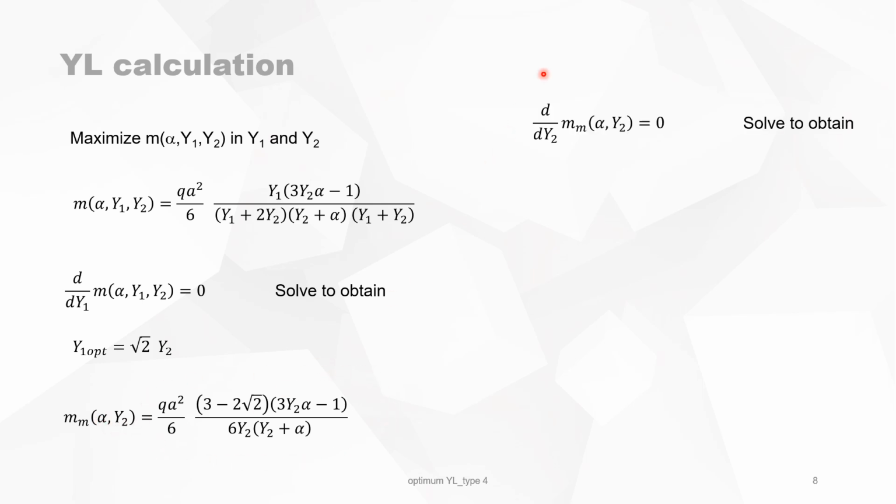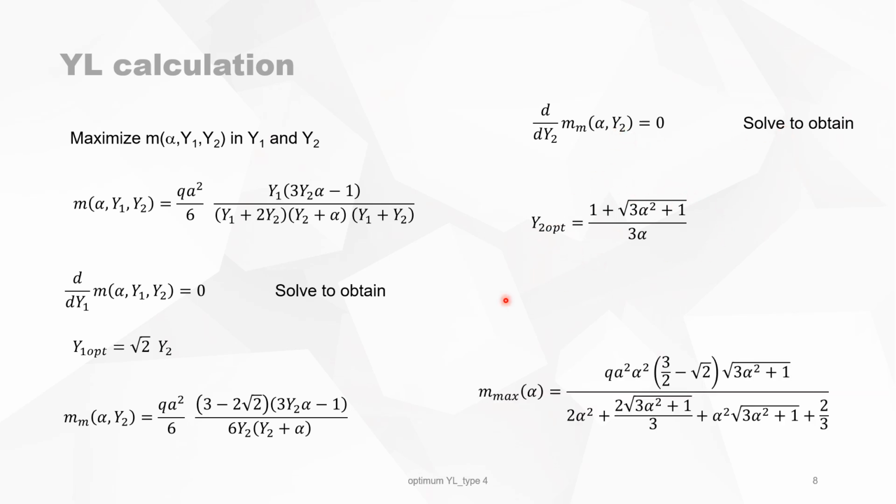In the second step, we take the derivative to y2 and we put it equal to 0. We solve this equation for y2, and this is the formula for y2. Then we substitute y1 and y2 in the general formula to obtain the maximum bending moment as a function of alpha, which gives you this formula.